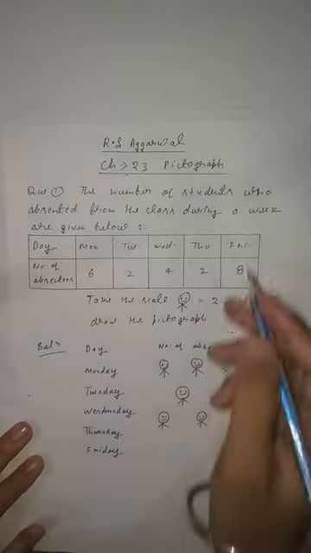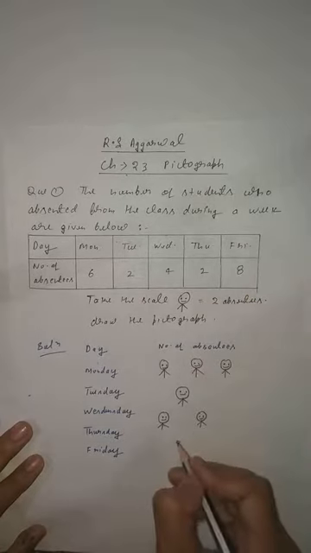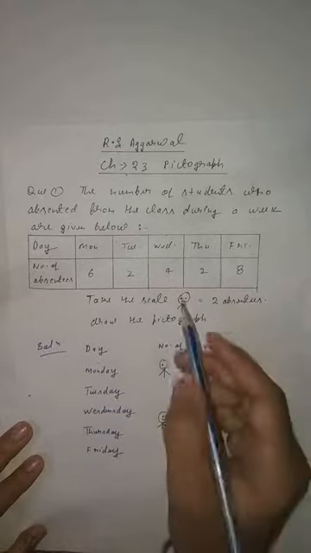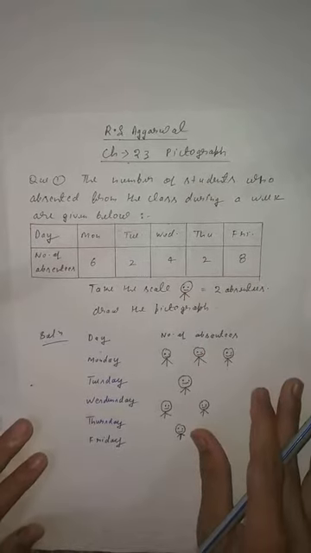Clear, students? Thursday is also 2. So you will draw only 1. This is very easy. I think everyone is clear. Everything is clear. Now come to Friday. Friday, how many students? 8. Friday 8 is given. Clear, students?